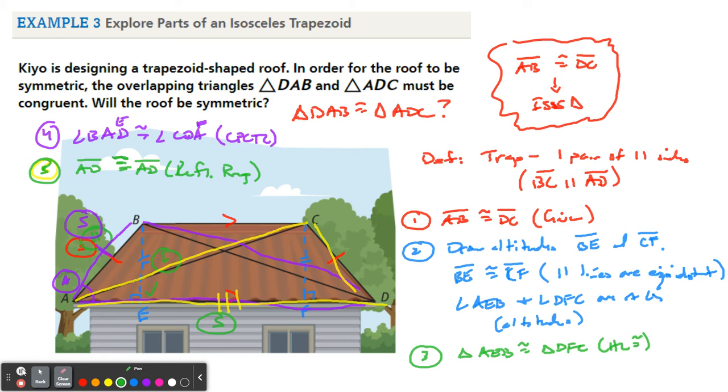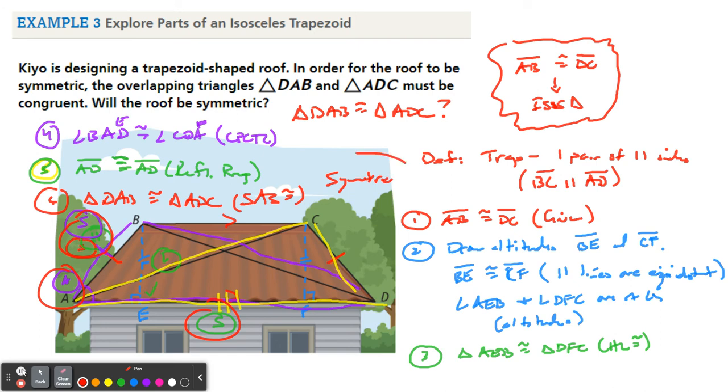We have side, angle, side. We now know that triangle DAB is congruent to triangle ADC by side, angle, side. And because we're able to prove those two triangles congruent, this roof is symmetric. And we're good.